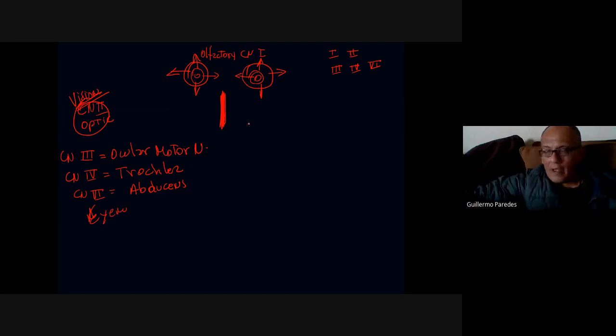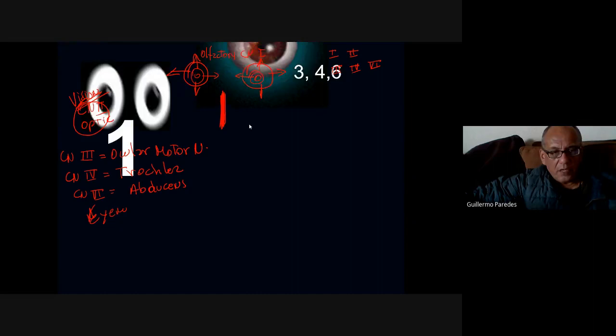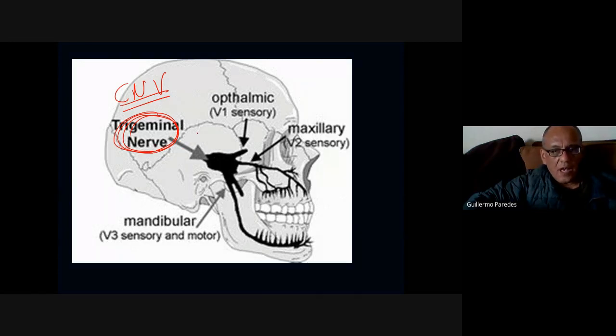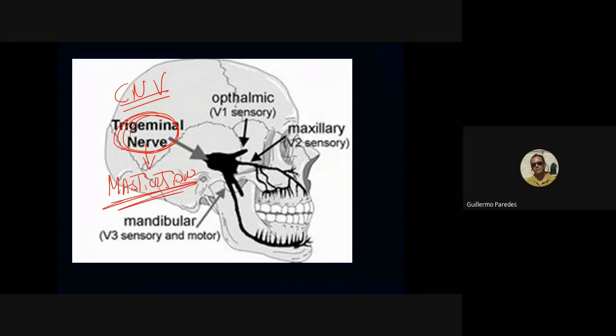Cranial nerve number 5, let me see here if I have a picture. There you are. Cranial nerve number 5 is the trigeminal nerve. This trigeminal nerve has 3 branches. We are not going to talk about that, but this is important for mastication.